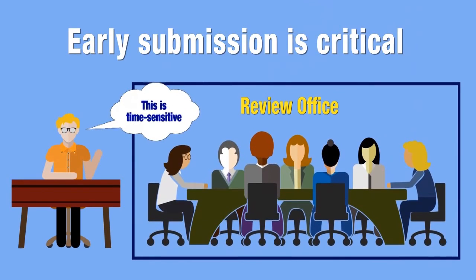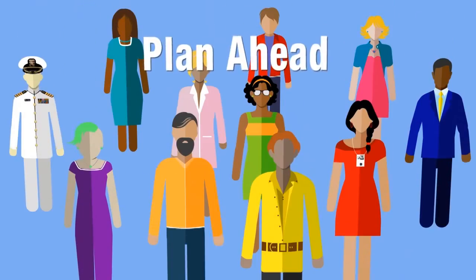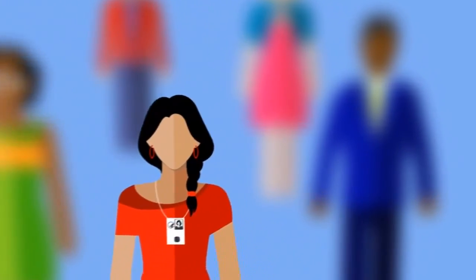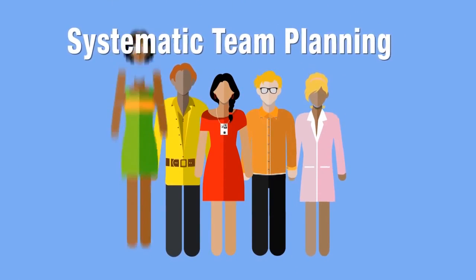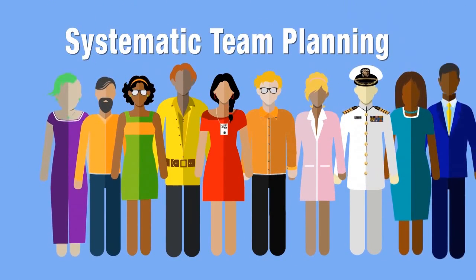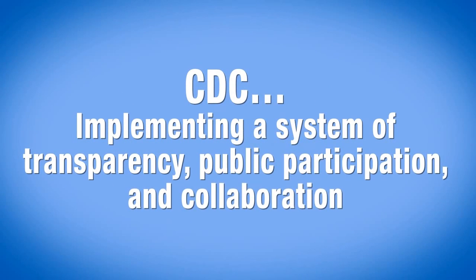Early submission is critical for collections that are time-sensitive. Your PRA contact must identify time-sensitive projects early and communicate deadlines to the Information Collection Review Office Chief. Plan ahead. The more lead time, the better for all involved in the process. The PRA clearance process is not a race. It's a systematic, coordinated process that requires effective team planning. At CDC, we have a transparent and collaborative federal information collection request approval process that allows the public to actively participate.